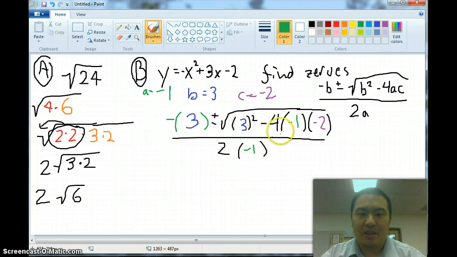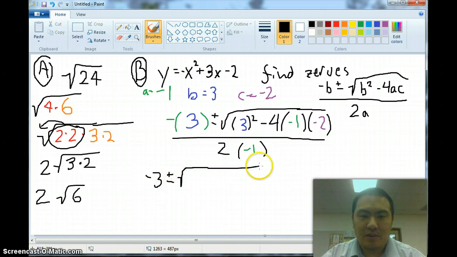So I filled everything in. Now I'm just going to simplify it, make it a little smaller. It's going to be -3 plus or minus the square root of, what's 3 squared? That's 9. -4 times -1 is +4. +4 times -2, -8. So -8. All over 2 times -1, that's -2.